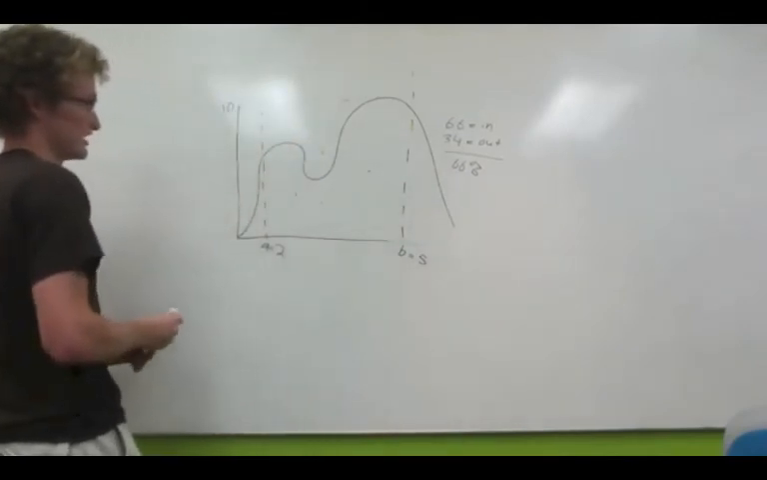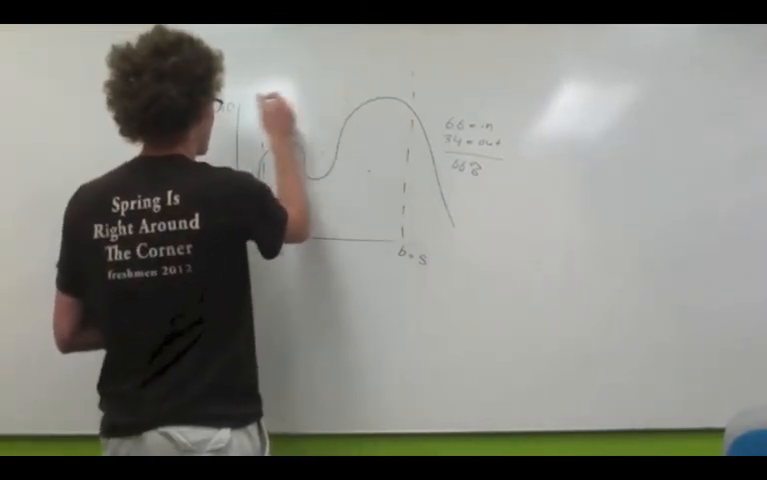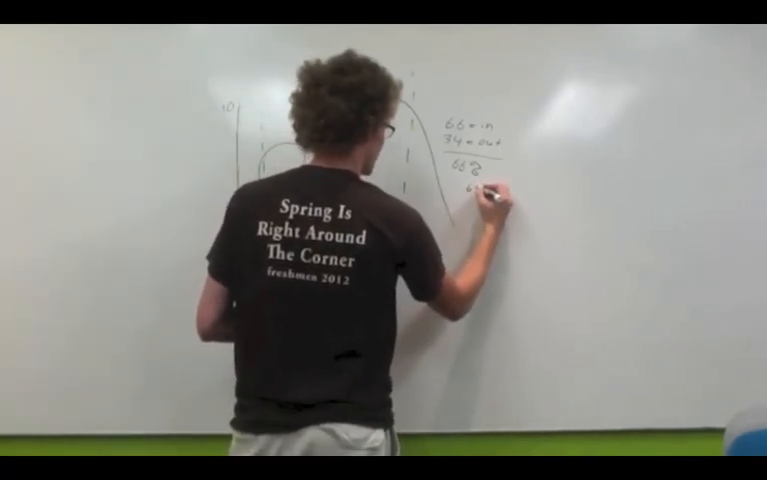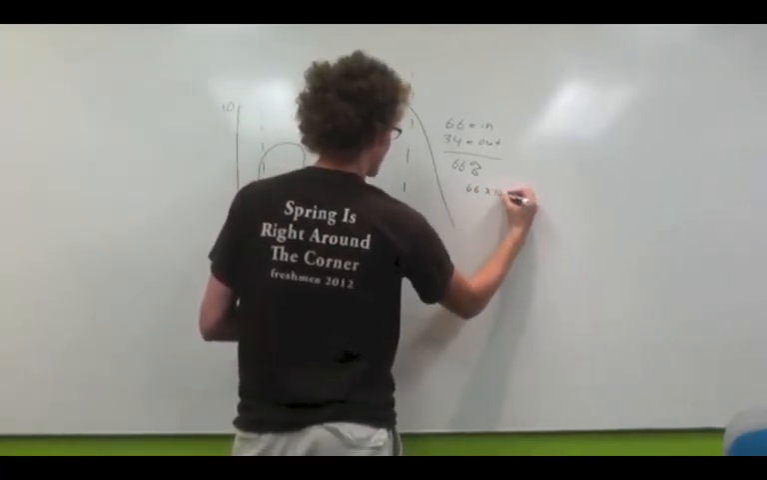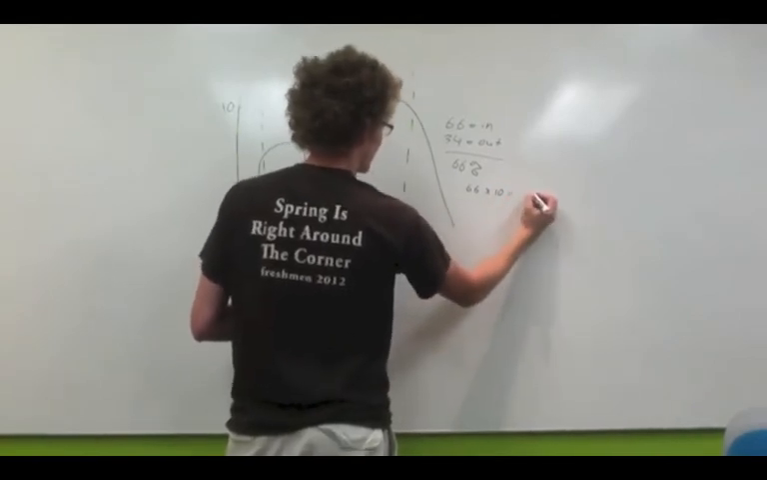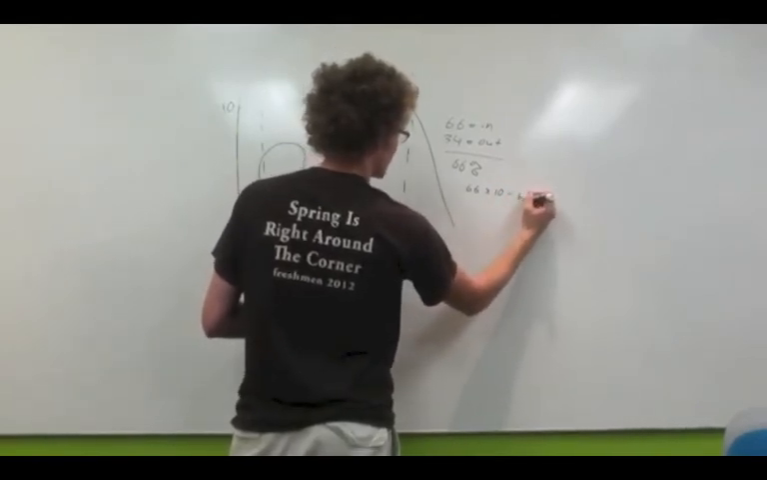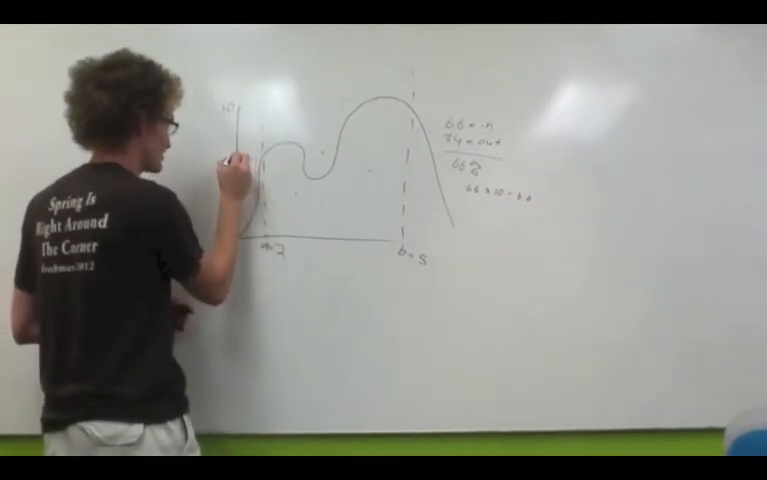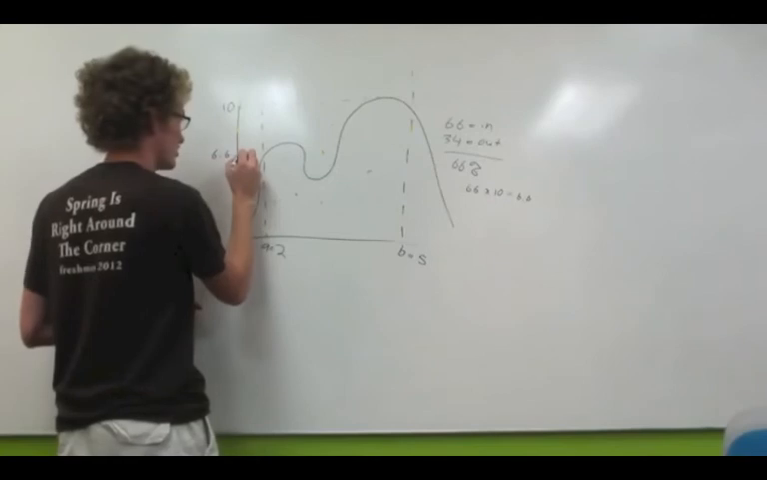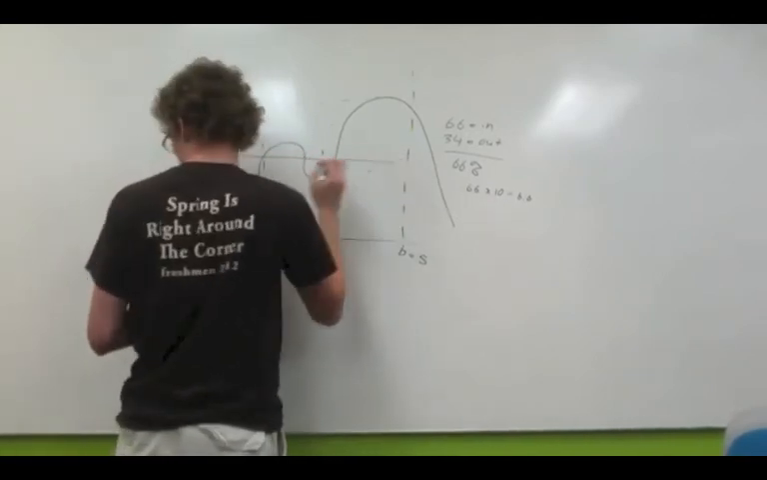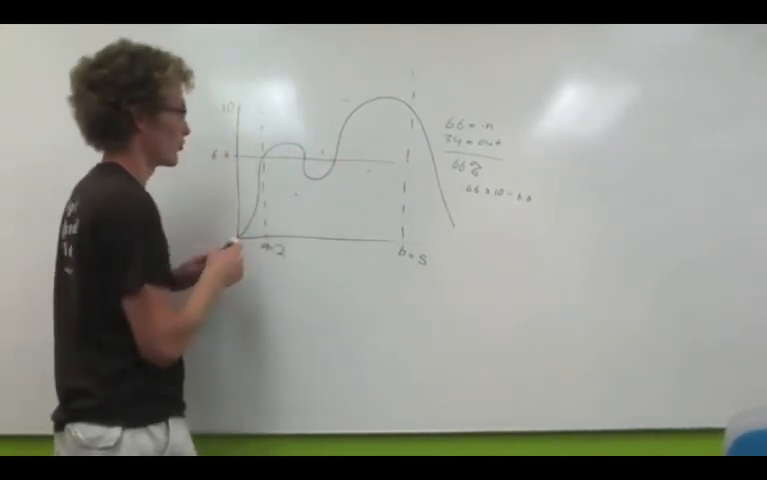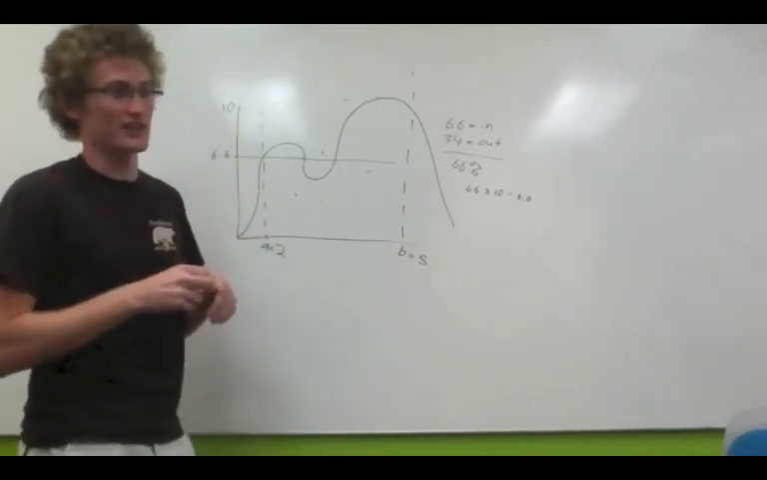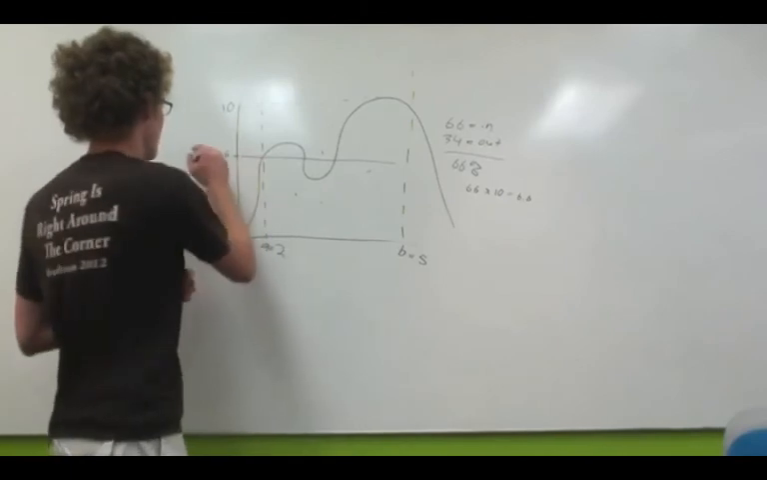Now we take 66% and we multiply it times the maximum y value. In this case, it would be 0.66 times 10. This gives us 6.6. I'm going to guess 6.6 to be about right here. And that gives us the average y value of this function, which given by the mean value theorem is c. So I'll put c here.